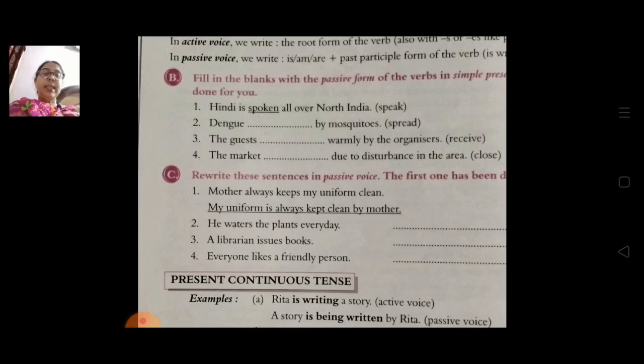Now in second you can see dengue dash by mosquitoes. So spread is given over here. So as you all know, spread is there. So we just write down the correct passive form in the sentence. Third, the guest dash warmly by the organizers. Receive. So this is in the present tense. Now fourth is the market dash due to disturbance in the area. Close.